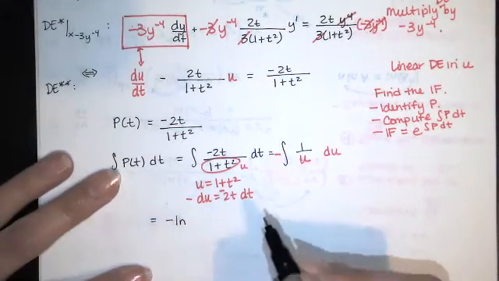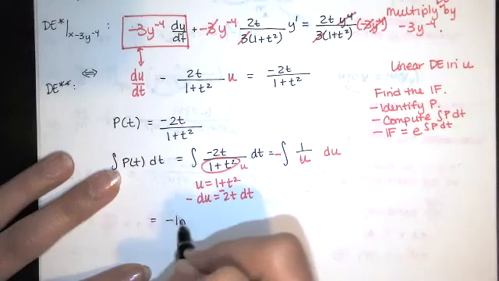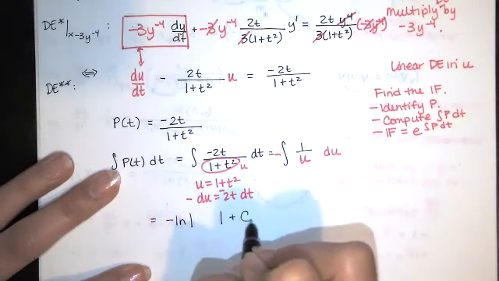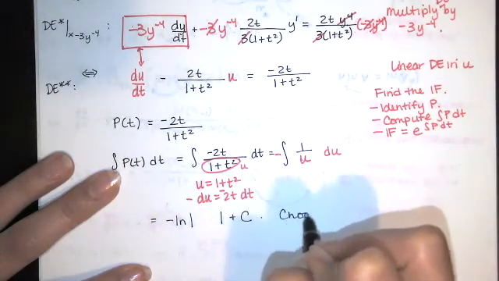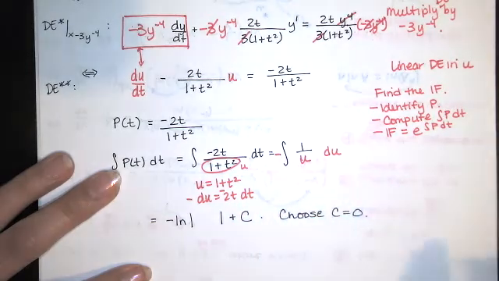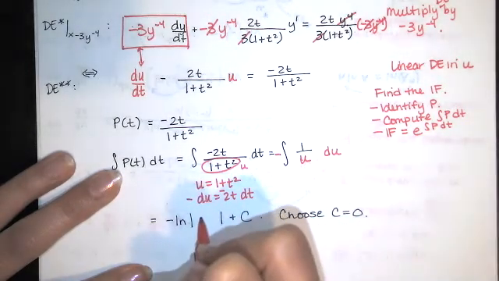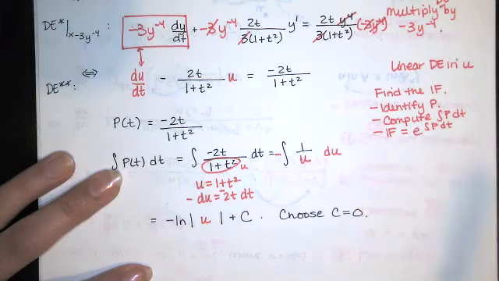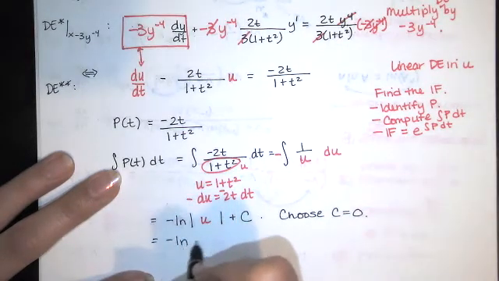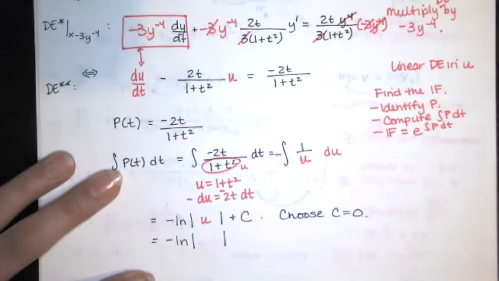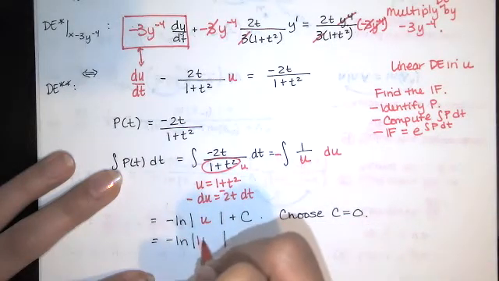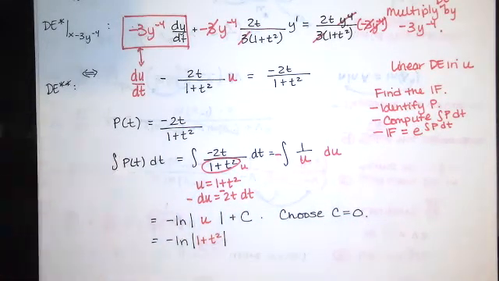That's the antiderivative of 1 over u, which is the negative natural log of the absolute value of u plus c. I'm going to choose c to equal 0 because we only need one integrating factor. We don't need a family of integrating factors. And if c equals 0, and u equals 1 plus t squared, we get this right here. Now at this point, if you want to, you can simplify this further so you have a coefficient of 1 out front. We don't want that negative 1 out front.